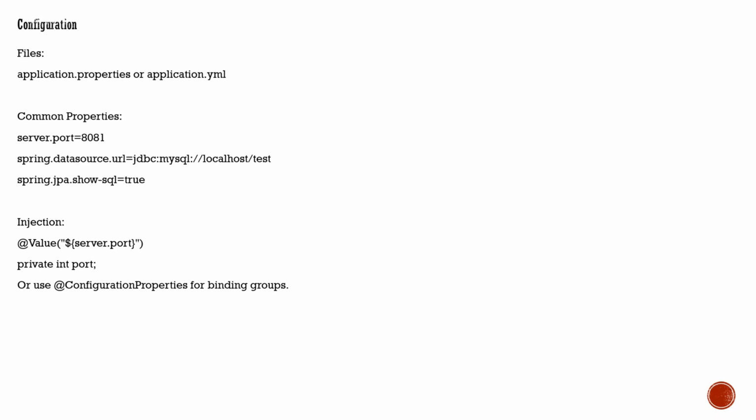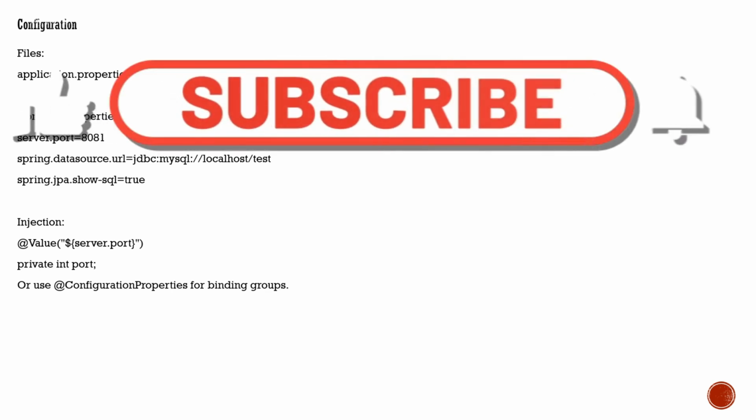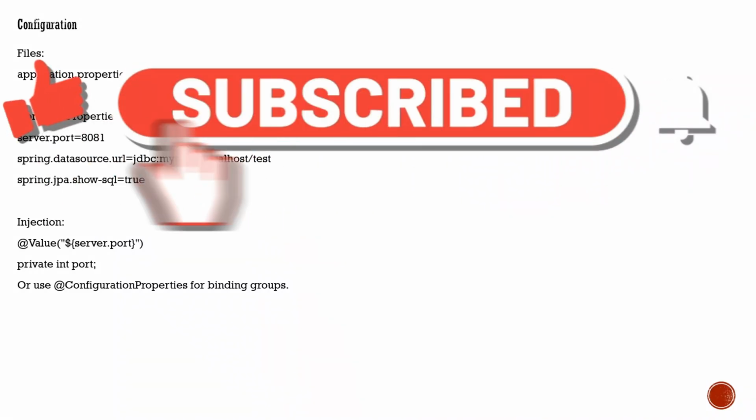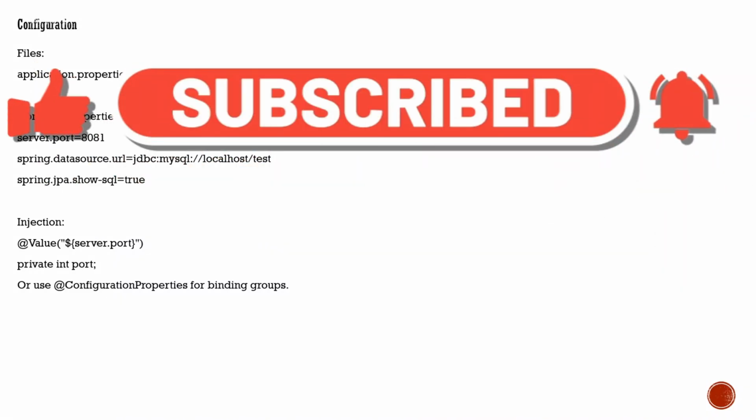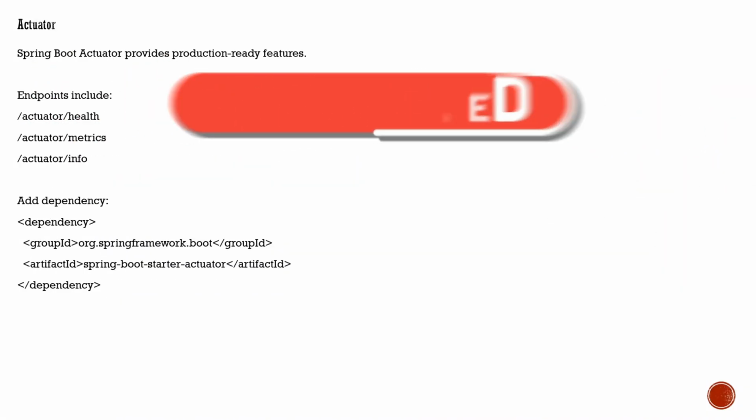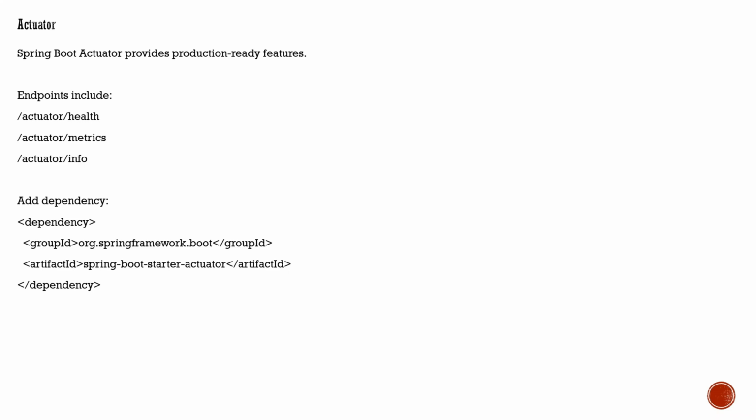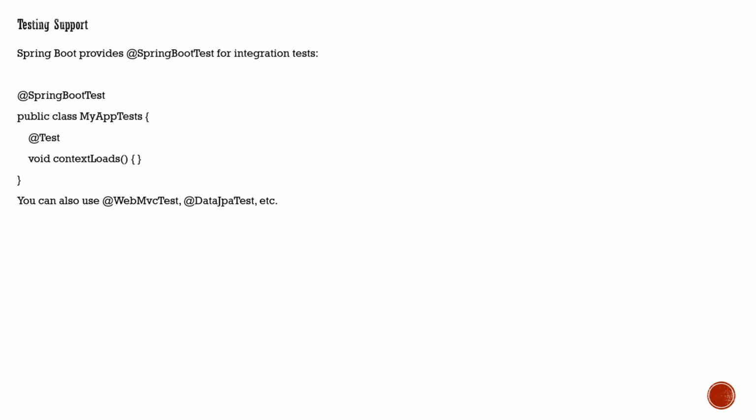Now we can also inject the values of a property. Let's say you want the server.port property to be injected into a certain attribute in your class. You can use the @Value annotation, or you can also use @ConfigurationProperties, which can bind your groups of properties. Now, Actuator we already discussed, it is going to give you production-ready features. Let's say health is there, metrics is there, info is there. So we have to just add that particular Actuator dependency.